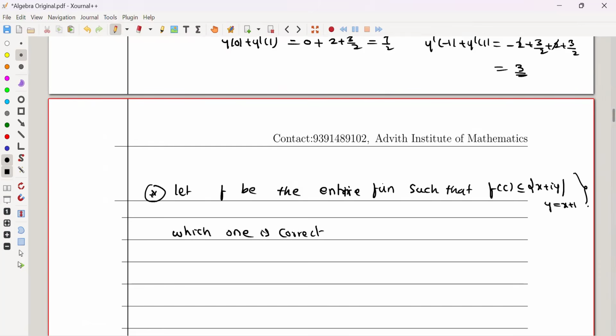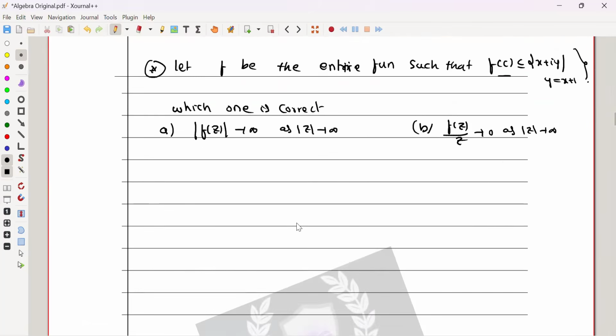So the question is exactly the same, but the options are: option A, modulus of f of z goes to infinity as mod z goes to infinity. Option B, f of z by z goes to 0 as mod z goes to infinity, right? Option C, z into f of z goes to 0 as mod z goes to infinity. Option D, f of z goes to 0 as mod z goes to infinity. F is an entire function.